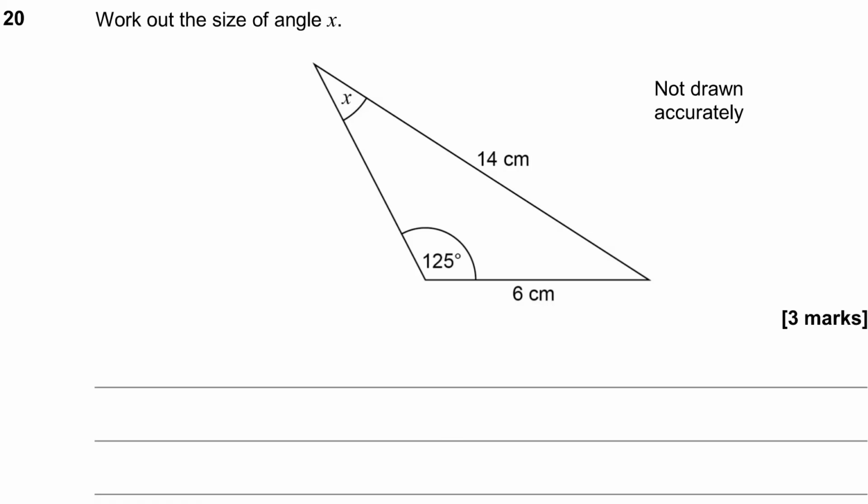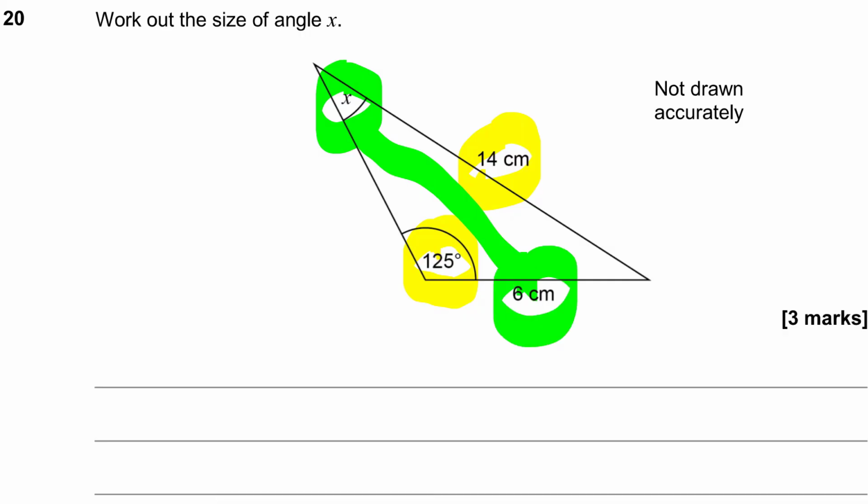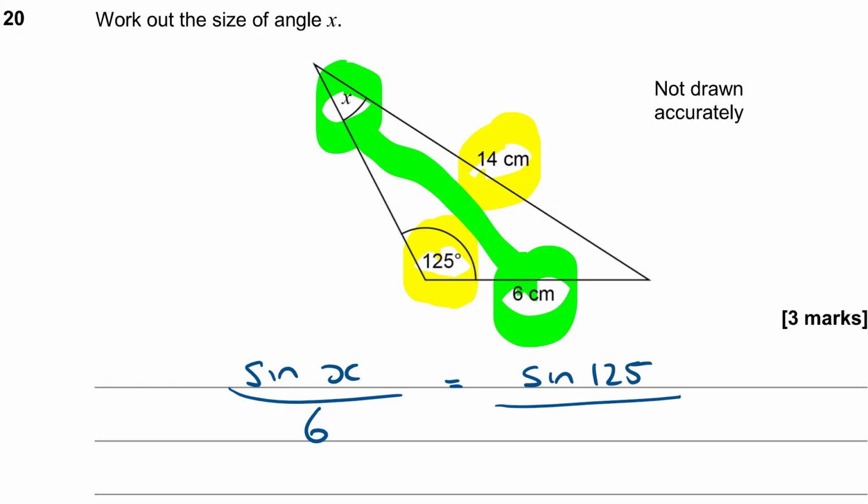So here we've got opposites, haven't we? What I mean is I've got this 125 here and it's opposite that 14, and I've got this x here and it's opposite that 6. Okay, so it's going to be the sine rule. Sine rule is about opposites. We want to find the angle, so we're going to state the sine rule with the angles on the top. Sine A over a equals sine B over b. So sine x over 6 equals sine 125 over 14.